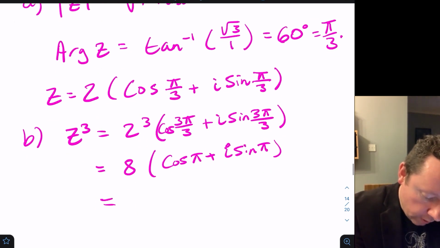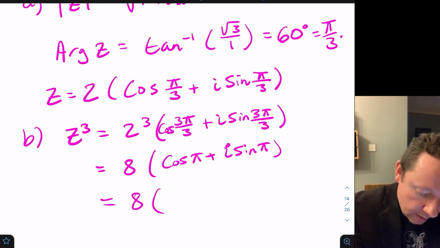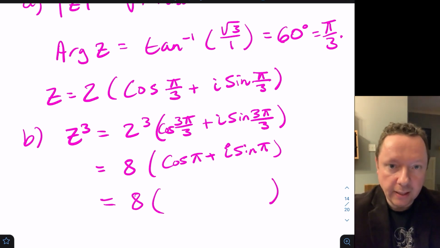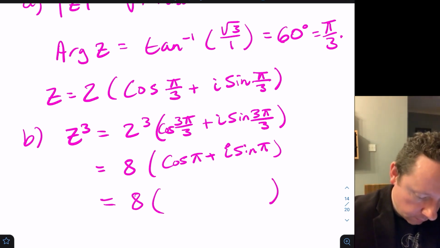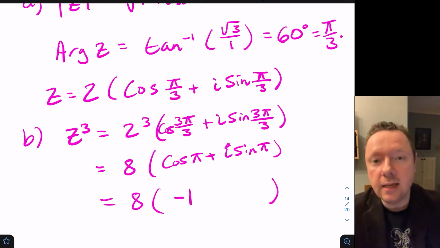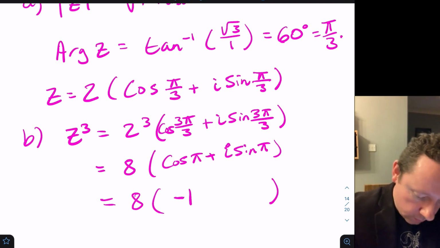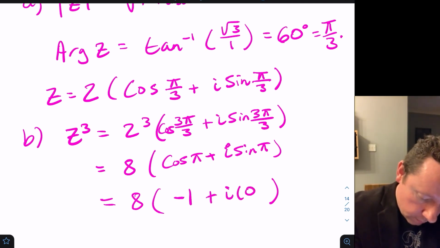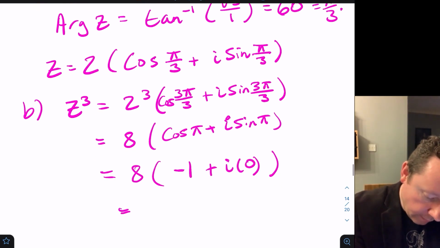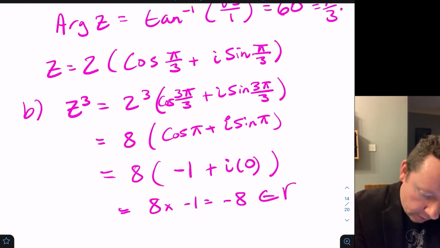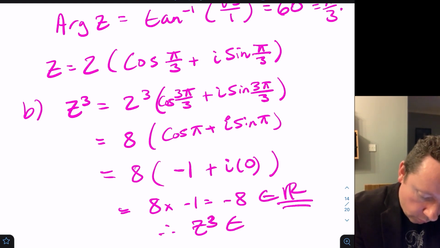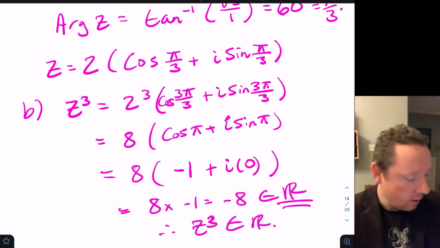And you should know what the cos of pi and the sine of pi are. The cos of pi is minus 1, and the sine of pi is 0. So that gives us 8 times minus 1, which is minus 8, which is a member of the real numbers. Therefore, z cubed is a member of the real numbers. And we're done there.